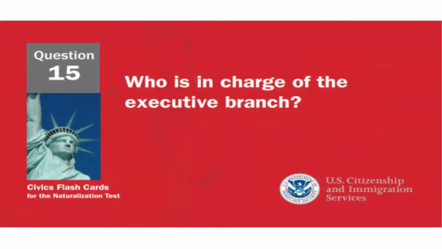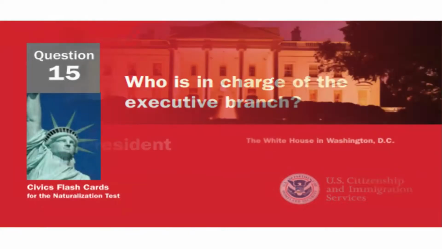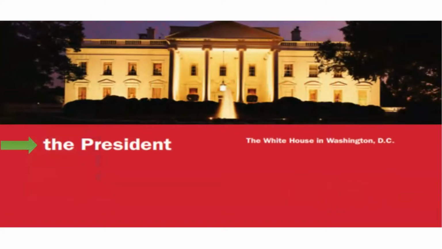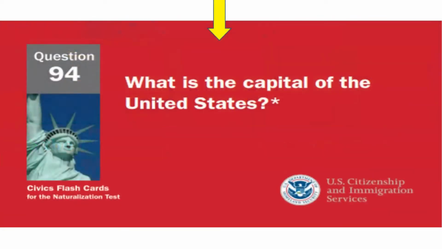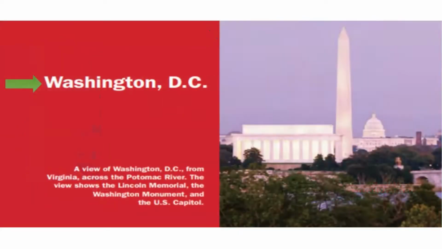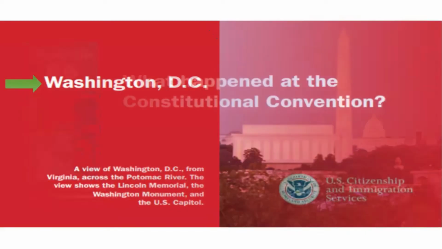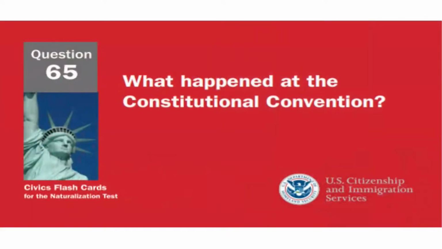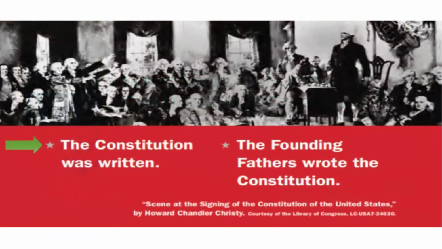Who is in charge of the executive branch? The President is in charge of the executive branch. What is the capital of the United States? Washington, D.C. What happened at the Constitutional Convention? The Constitution was written.